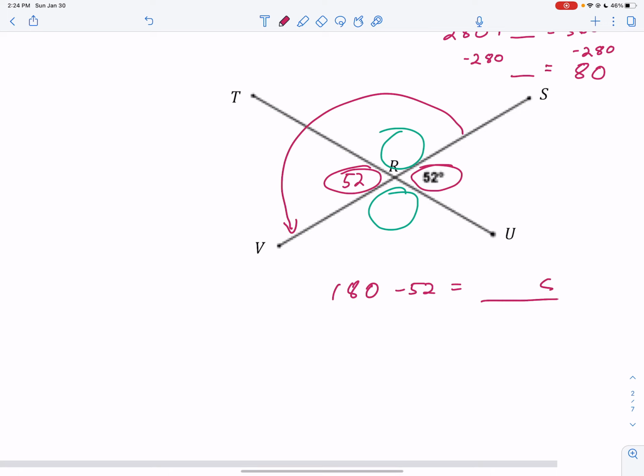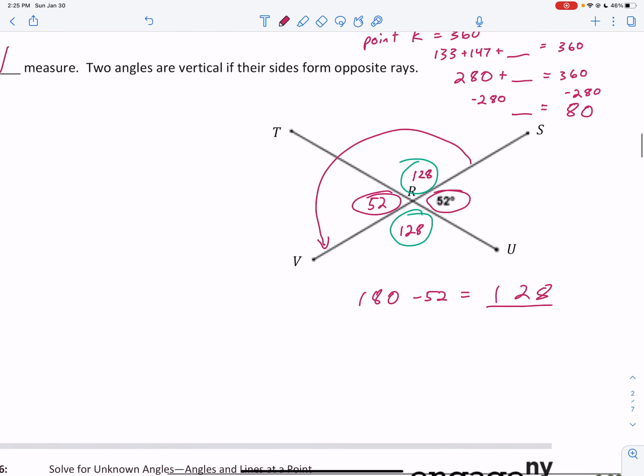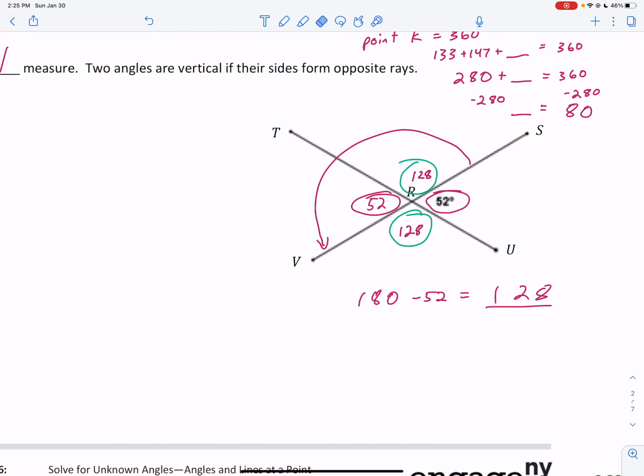And it looks like it's 128 degrees, it should be. If I make a mistake, correct me in class. And then since I know that this is 128 degrees, that means using the vertical angle property that these two are both the same.